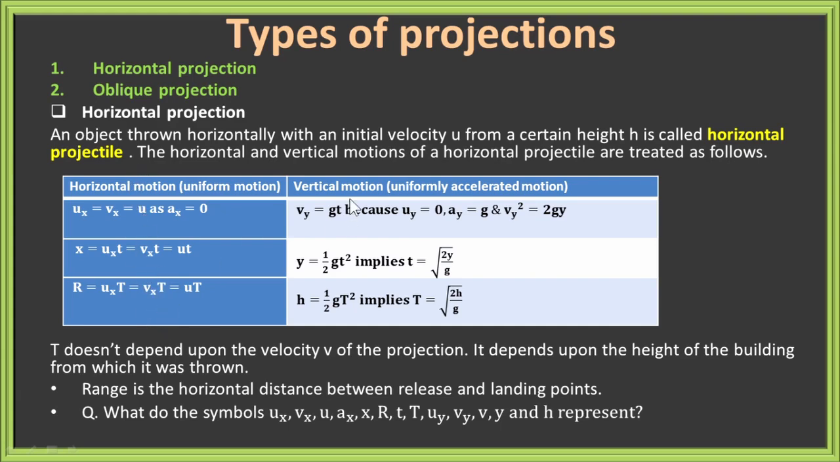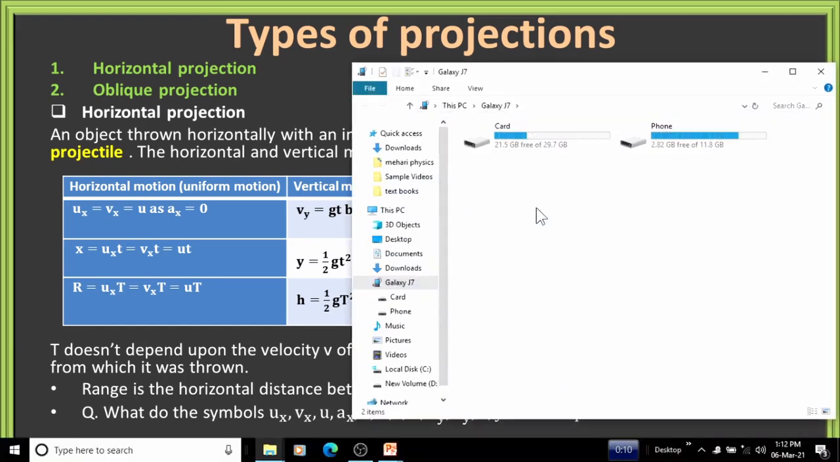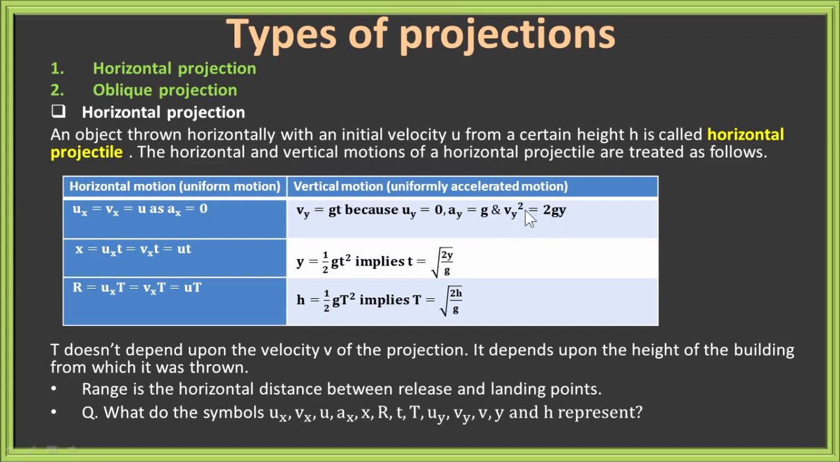When it comes to vertical motion, it is uniformly accelerated motion. Acceleration is constant. Vy is gt, similar to a downward throw, because uy is 0. The object is initially thrown horizontally, and the vertical acceleration is equal to the acceleration due to gravity, 9.8 meters per second squared. The vertical velocity is given by vy squared equals uy squared plus 2gy, but uy is 0, and hence vy squared is 2gy.